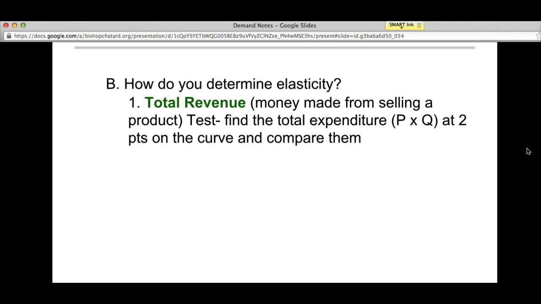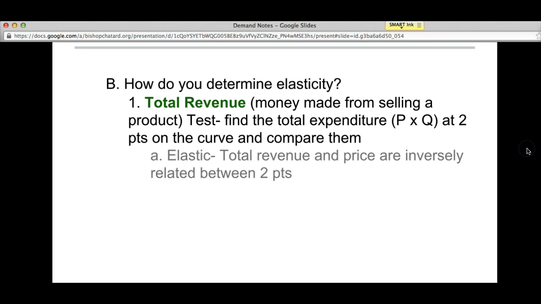Okay, so you're going to take 2 points on your demand curve, find the total revenue at those 2 points, and compare them. That will tell you if something is elastic, inelastic, or unit elastic. So I'll tell you how to find out if something is elastic, and then we'll quit.